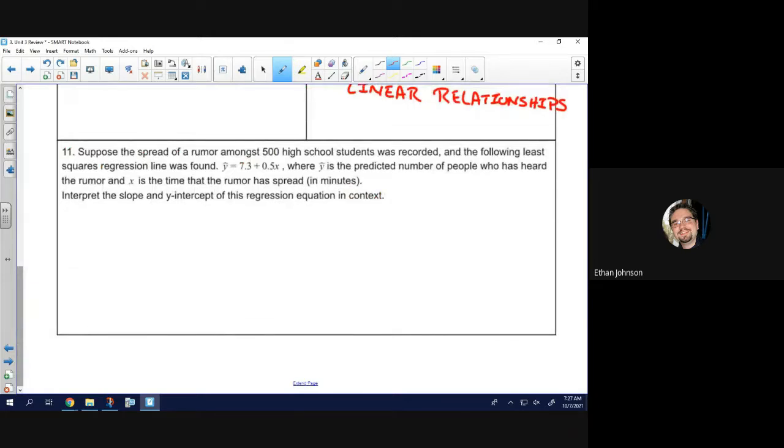11. Suppose the spread of a rumor amongst 500 high school students was recorded. The following least squares regression line was found: y hat equals 7.3 plus 0.5x, which I'm going to rewrite as y hat equals 0.5x plus 7.3, where y hat is the predicted number of people who have heard the rumor, and x is the time the rumor has spread in minutes. Interpret the slope and the y-intercept of the regression equation in context.